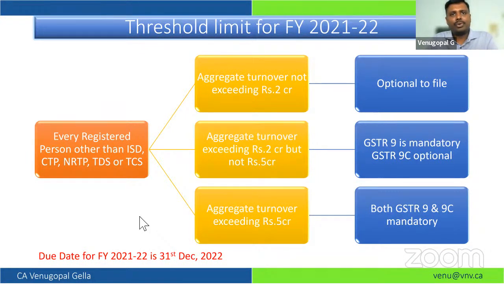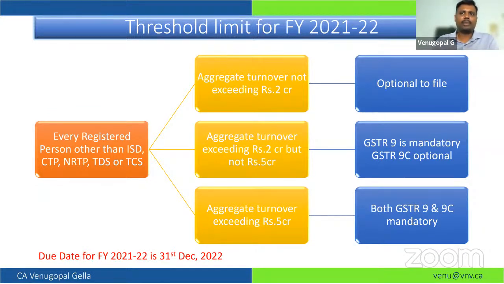What happens if you don't file? The portal has some data which is auto-filled. Those numbers will be deemed as the final numbers. What is the due date of filing my returns for the financial year 21-22? The due date as of now is 31st December.